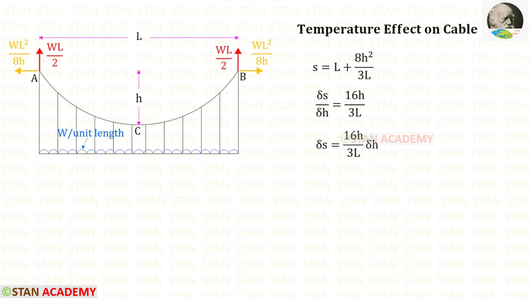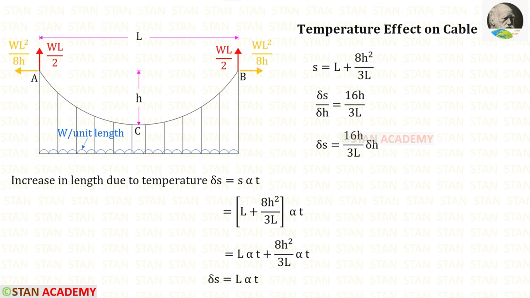Now let us see the temperature effect on the cable. For the length of the cable, just before we have made this expression, let us partially differentiate the length with respect to the central dip h. For L, it will be 0. For h square, it will be 2h. 2 into 8, we will get 16. Let us take delta h on the other side. So it will come in the numerator.